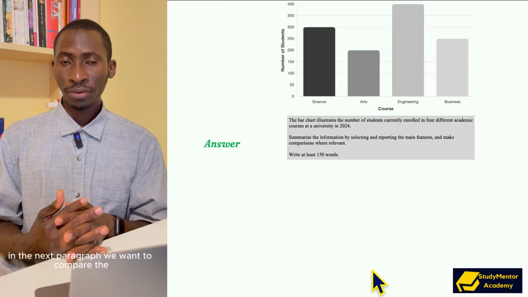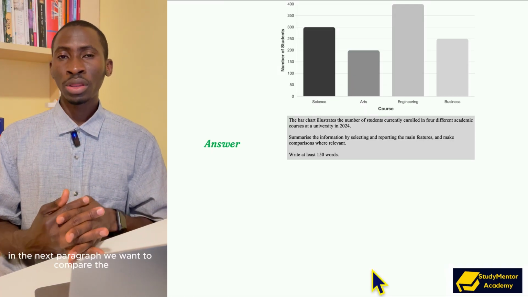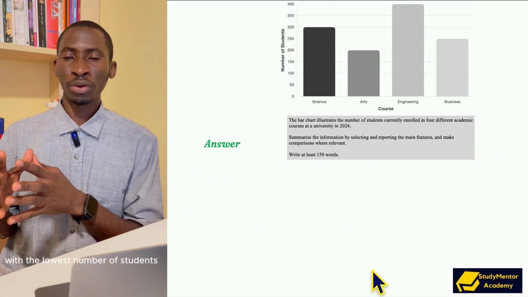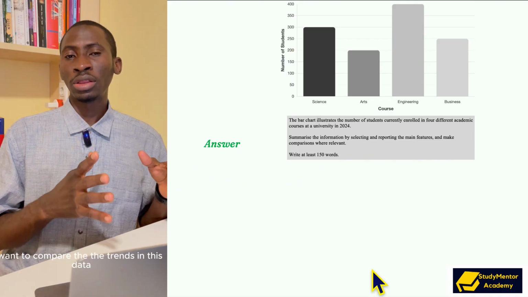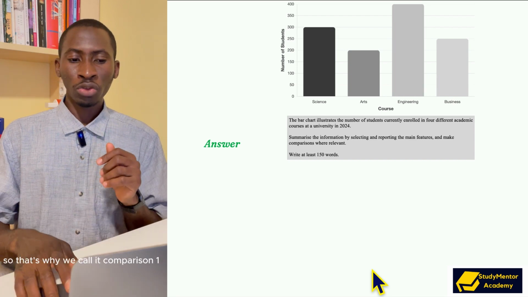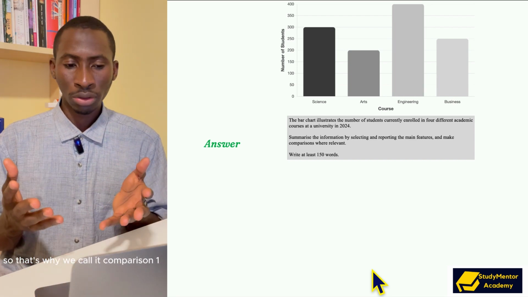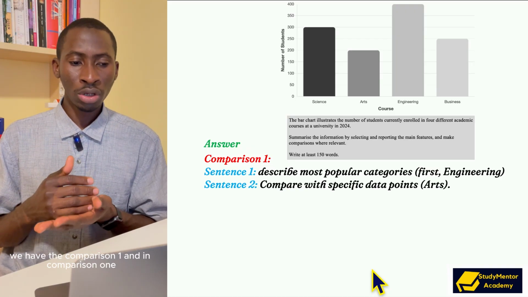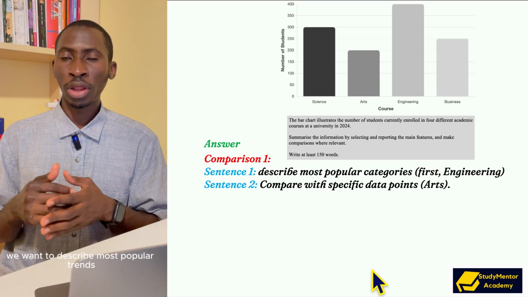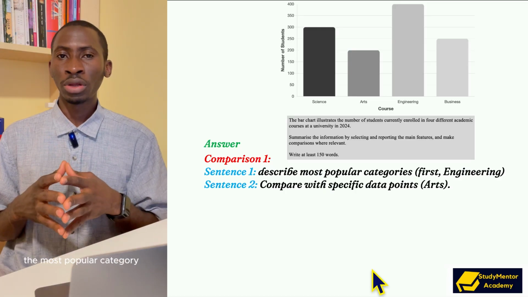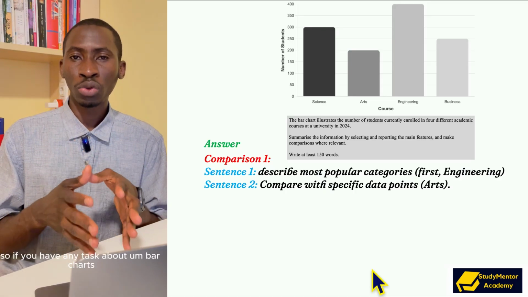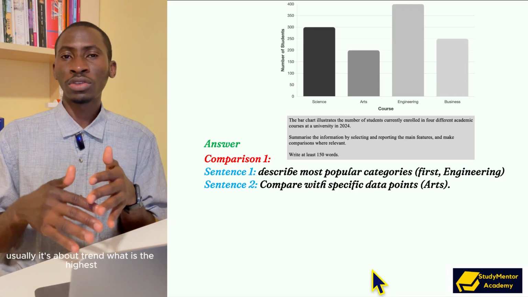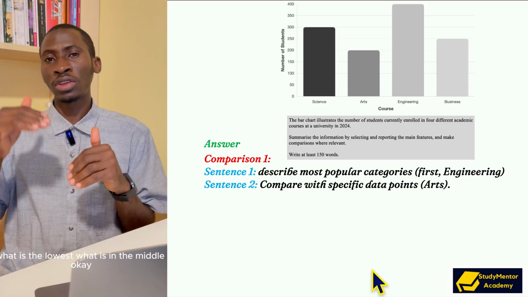In the next paragraph, we want to compare the highest number of students with the lowest number of students. We want to compare the trends in this data. That's why we call it comparison 1. In comparison 1, we want to describe the most popular trend, the most popular category. If you have any task about bar charts, usually it's about trend. What is the highest? What is the lowest? What is in the middle?